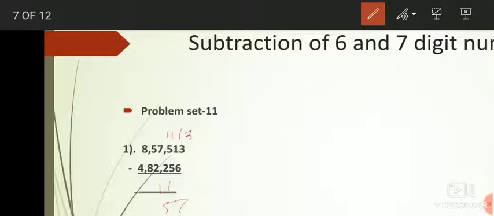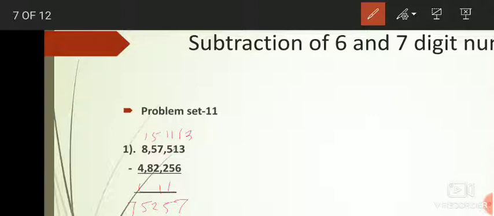We can subtract 3 from 5. 5 minus 3 is how much, students? 2, correct. Now 7 minus 2 is 5. Now 5 minus 8, again we can't subtract. Again borrow 1 point. The borrowed point here we have to give below, and this becomes 15. 15 minus 8, yes, it is 7.